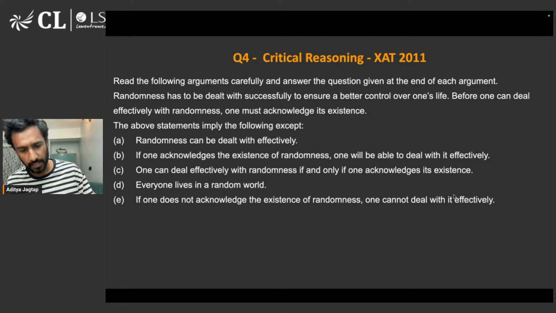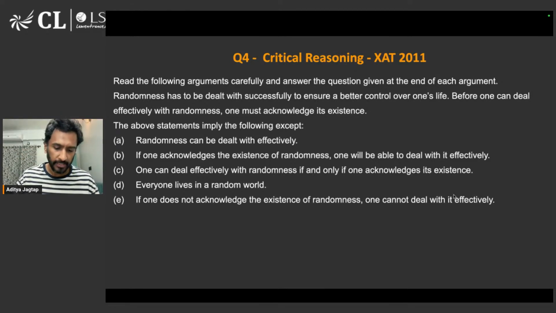All right. Let's get started with this question. The above statements imply the following except. Any answers? I haven't found anyone who's given the answer yet. It's not a long passage, so I expect all of you to have some kind of clarity. So first, let's read the passage. Randomness has to be dealt with successfully to ensure better control over one's life. Before one can deal effectively with randomness, one must acknowledge its existence. So first, we have to acknowledge its existence.